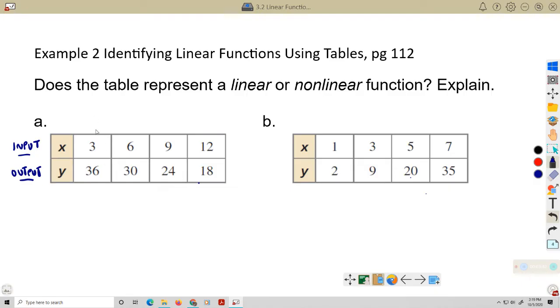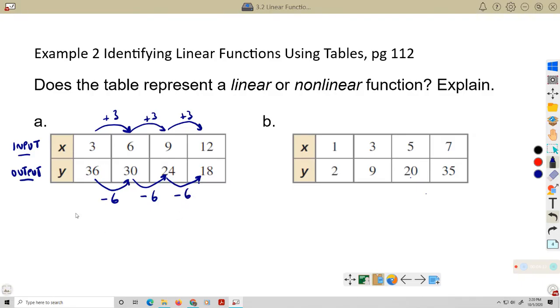Okay, so what's happening with the x is I'm increasing by 3. I'm increasing by 3. And I'm increasing by 3. So as my x value increases by 3, what's happening to my y value? Well, from 36 to 30, it's a minus 6. From 30 to 24, also a minus 6. And from 24 to 18, also a minus 6.